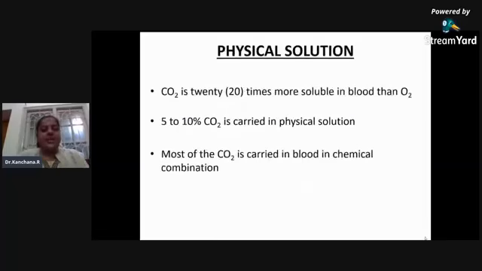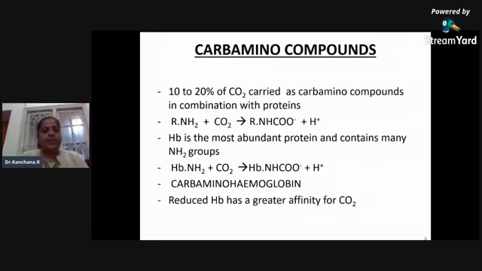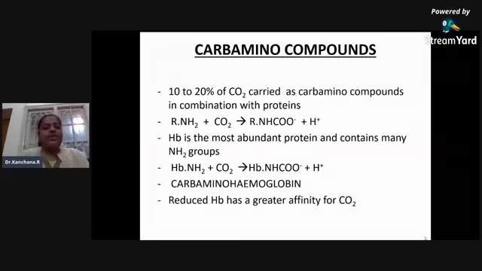Now, carbon dioxide is 20 times more soluble in blood than oxygen. 5 to 10% of CO2 is carried in physical solution, and most of the carbon dioxide is carried in blood in chemical combination. Chemical combination means as carbamino compounds, either bound to plasma proteins or to hemoglobin, which is called carbaminohemoglobin. Also as bicarbonate ions, which is the maximum amount by which carbon dioxide is transported in blood. Coming to carbamino compounds, 10 to 20% of carbon dioxide is carried as carbamino compounds in combination with proteins.